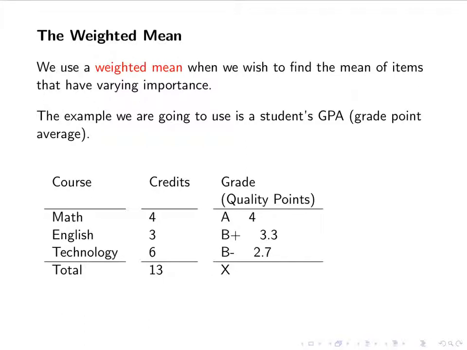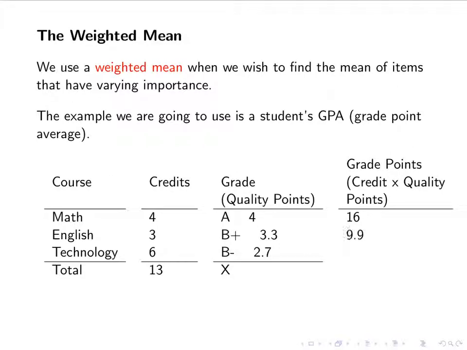What I am going to worry about is the total grade points. And a grade point is just the credit times the quality point. So you can think of getting an A in a 4-credit math course as getting an A in 4 1-credit math courses. And if I add all those up, I get 16. 3 times 3.3 is 9.9, and 6 times 2.7 is 16.2. I'm going to add these up and get 42.1.